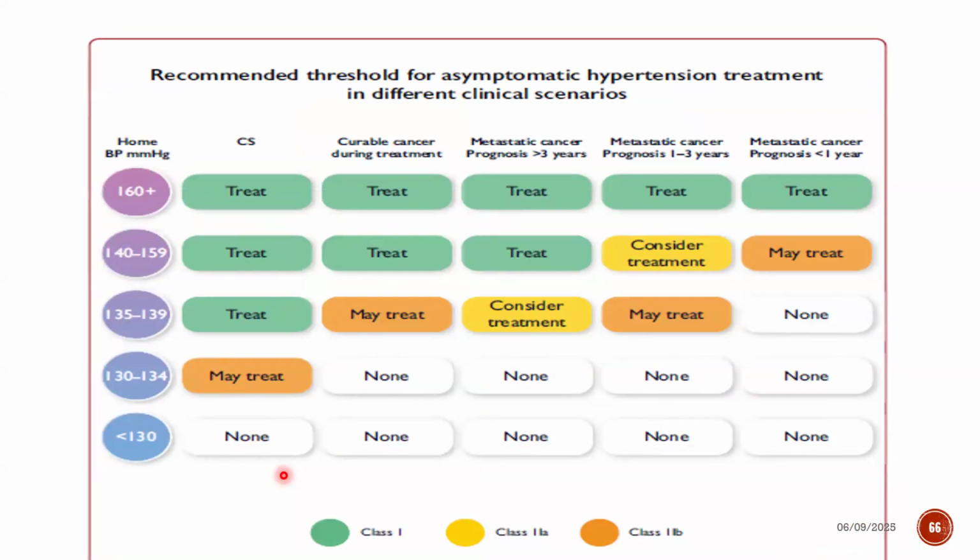This table again is on the management of hypertension based on the patient's prognosis. It gives various cutoffs above which treatment has to be started, and this is based on the patient's expected life expectancy. So, for instance, for all cancer survivors, their blood pressure has to be treated with a class 1 indication if their systolic BP is between 135 and 139 millimeters of mercury.